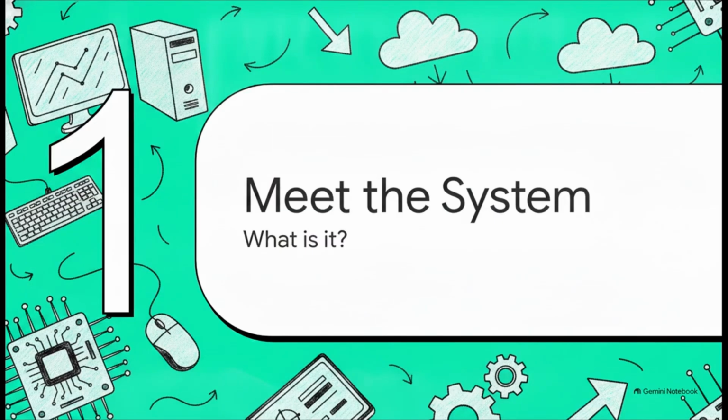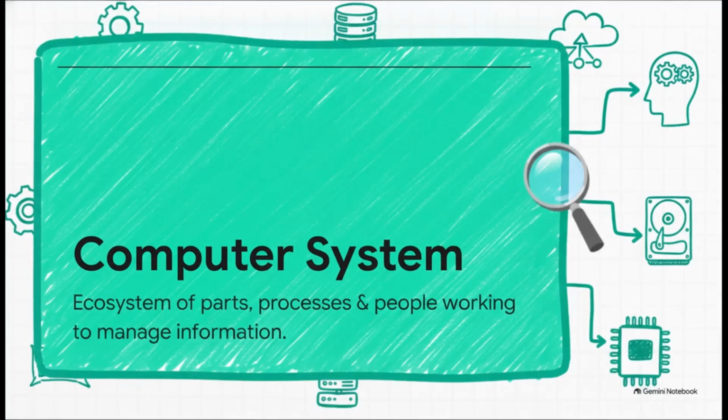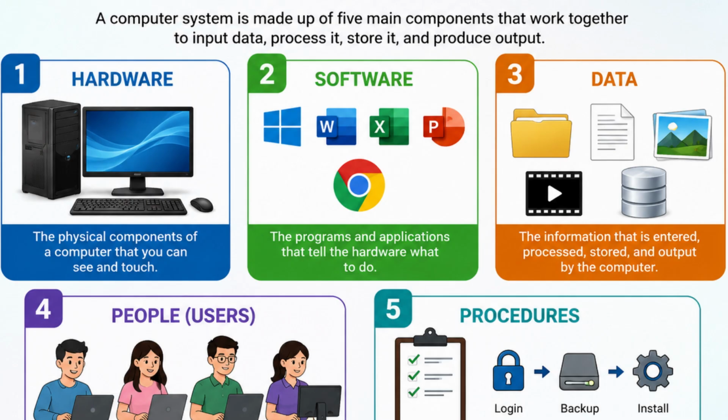Section 1. Meet the computer system. What exactly is it? It's easy to think a computer system is just that physical machine sitting on your desk. But actually, it's a highly coordinated, interconnected ecosystem. Its parts, processes, and people all working together toward one single goal, and that is managing information.